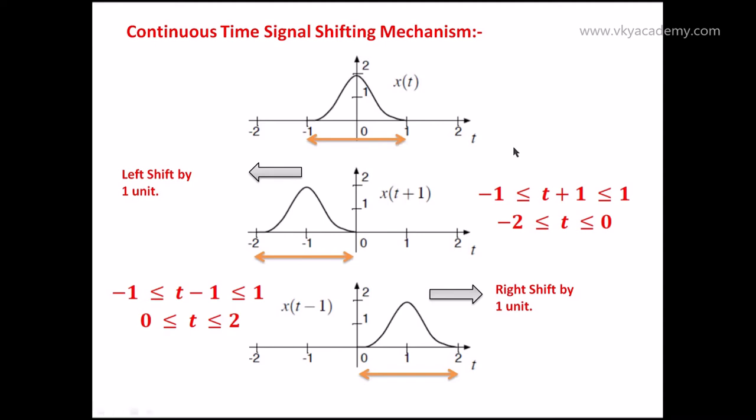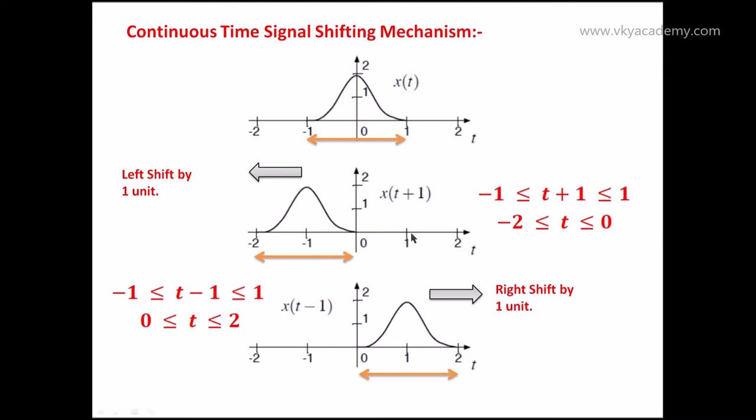Now let us apply the time advance operation. x of t plus 1 is my time advance operation, and you can see the signal is moving left by 1 unit because the added quantity is 1. In the original signal, the range is from -1 to 1. Now when we plot x of t plus 1, the new range is from -2 to 0.